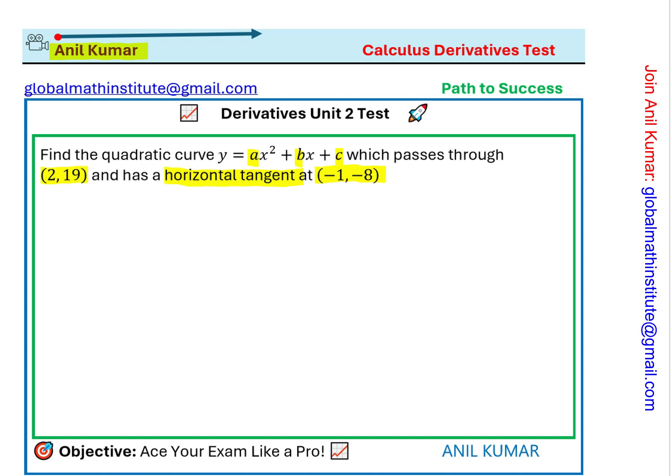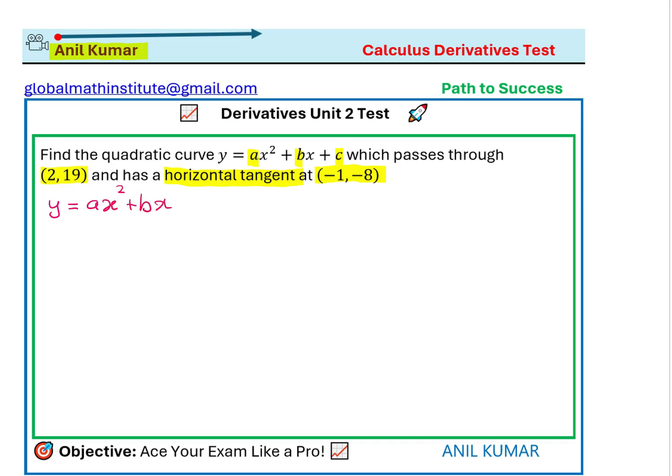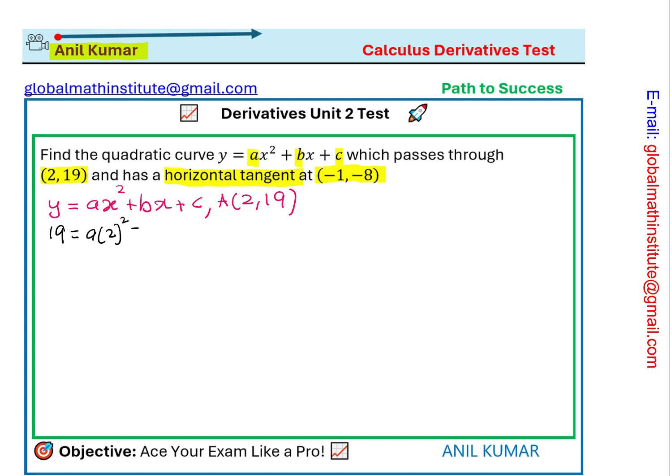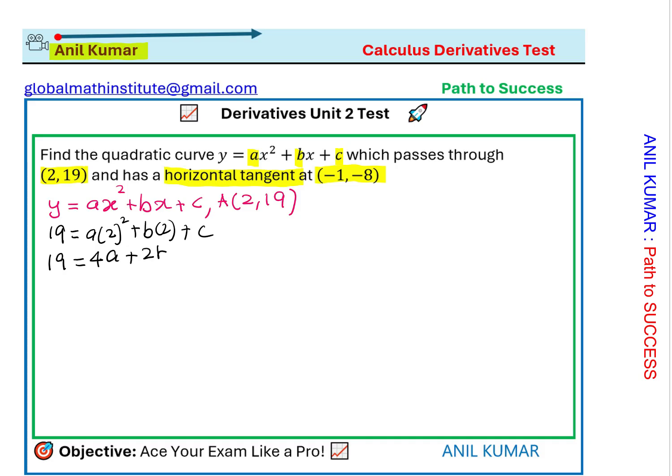So let's begin with the solution. Equation is given to us as y equals ax squared plus bx plus c. Now we're going to substitute the values 2 and 19 for x and y, since that is the point on the curve. Let's call this point A for now. So 19 is the value of y when x is 2, right? So we can write like this, correct? And that gives you the first equation, which is 19 equals 4a plus 2b plus c.